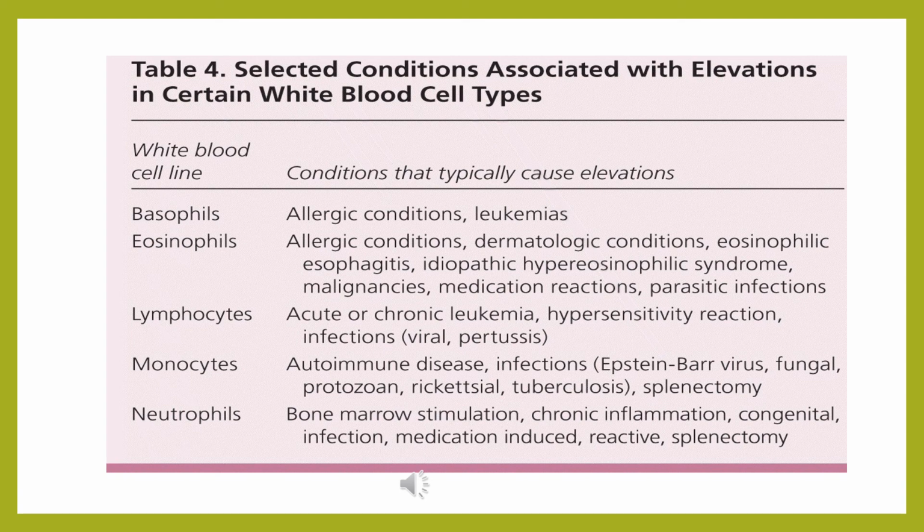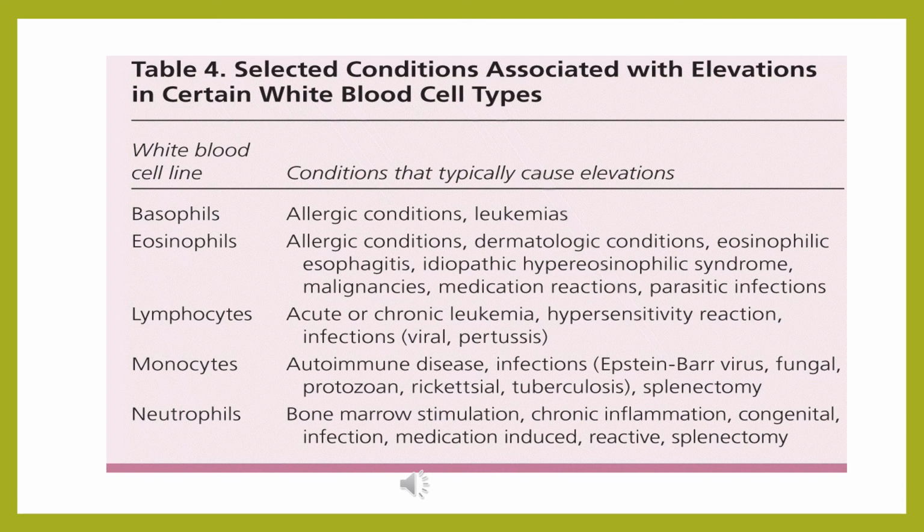Then eosinophilic esophagitis, idiopathic hypereosinophilic syndrome. Then during malignancy, some medication reaction, meaning because of some medicine, if there is any reaction, that person will have an increase in the number of eosinophils, or due to parasitic infection also, that person will have elevated or increased eosinophils.